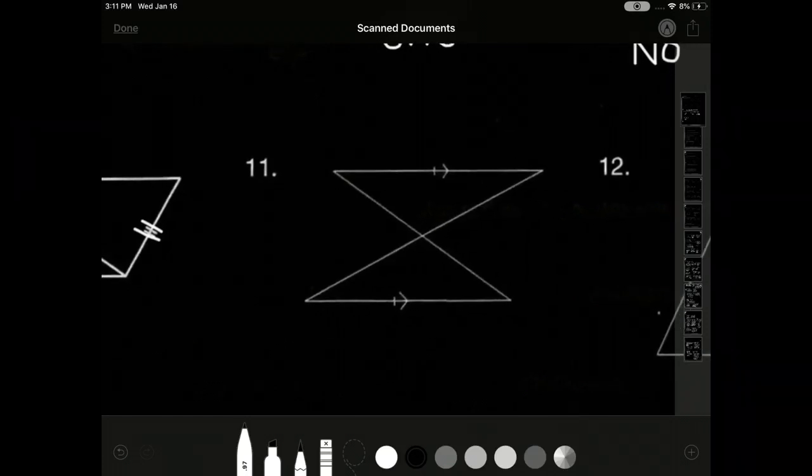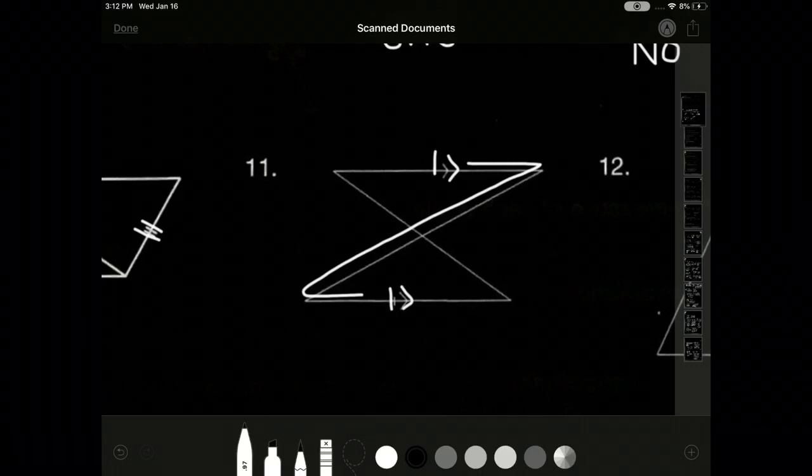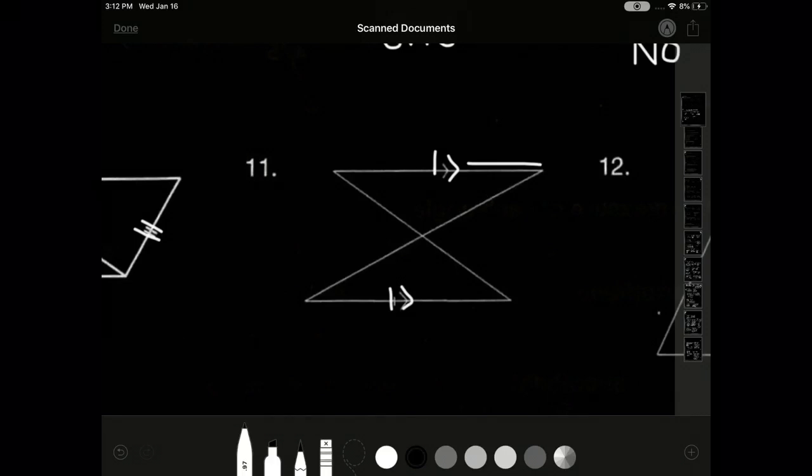In 11, we have sides here, and they're parallel. These lines are parallel, which means we're going to have some angle pair relationship happening. So let's say I highlight this one, and I highlight this one. It makes our Z. Okay, so now since we have the Z there, we can say this angle is congruent to this angle.